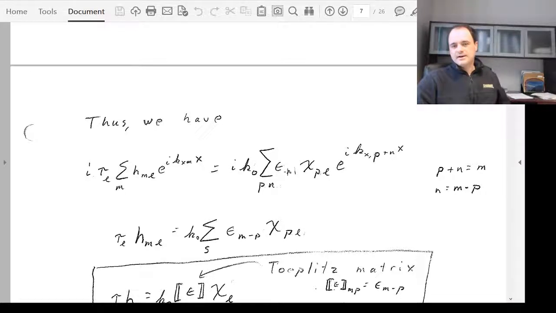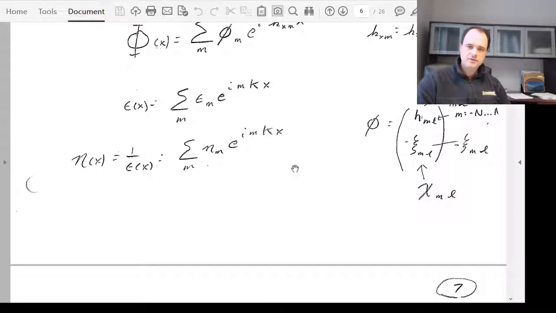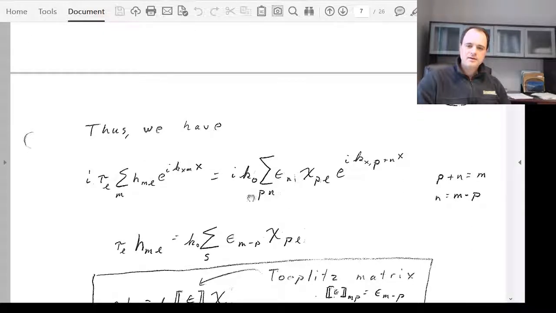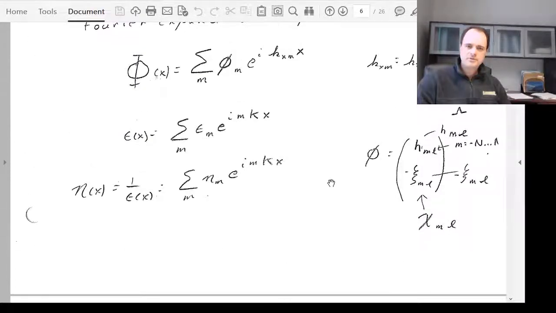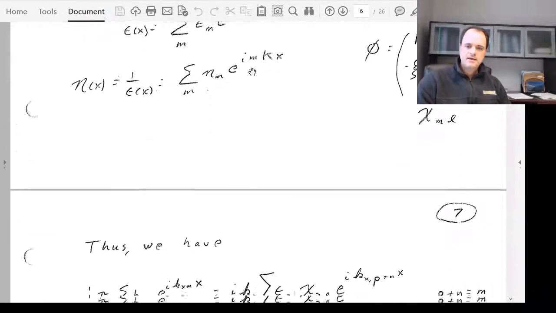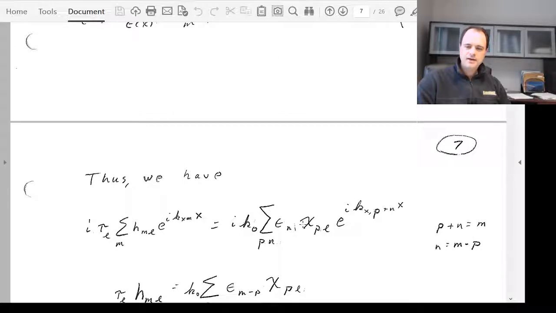i k naught. Now you have to do both the expansion of epsilon and the fields together. All right, so we will have two summations here. One for the expansion of epsilon according to this equation here, and one according to the Floquet theorem for E according to this equation. And so you'll have e to the i n capital K from this expansion, and then from the field expansion you'll have e to the i kx p for the field expansion.